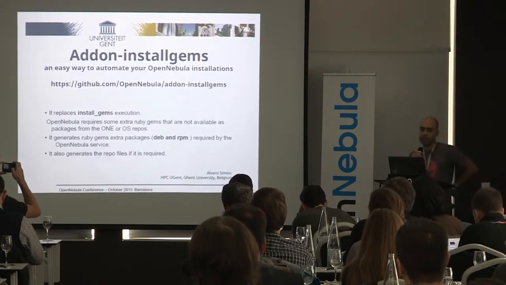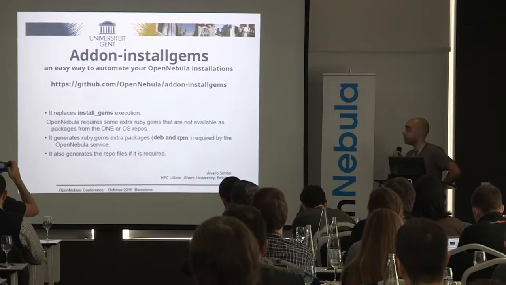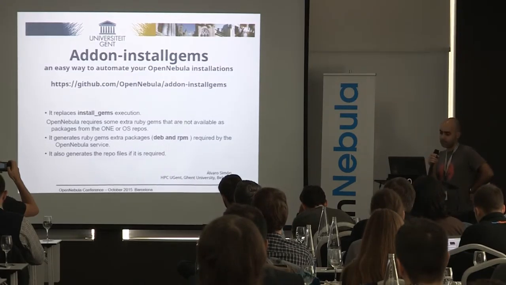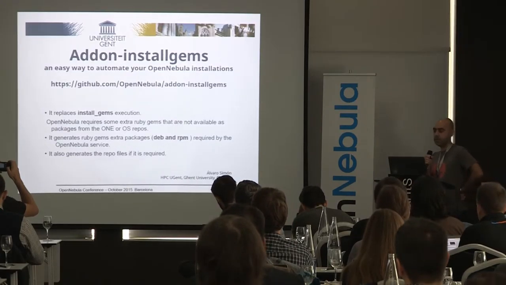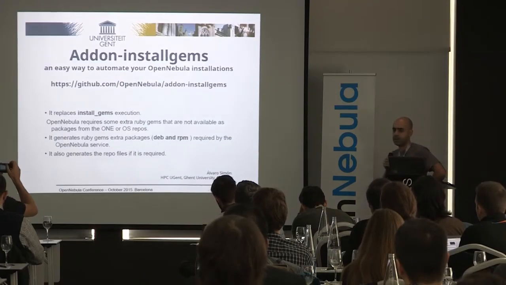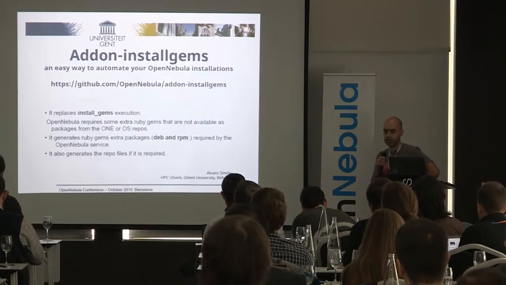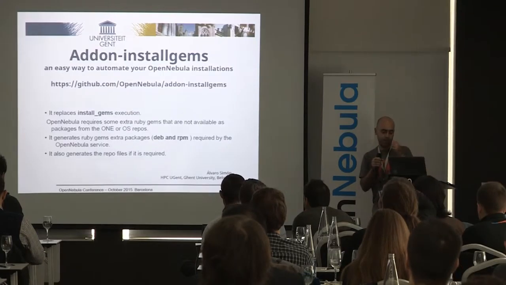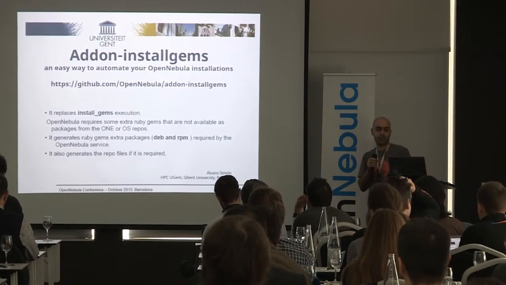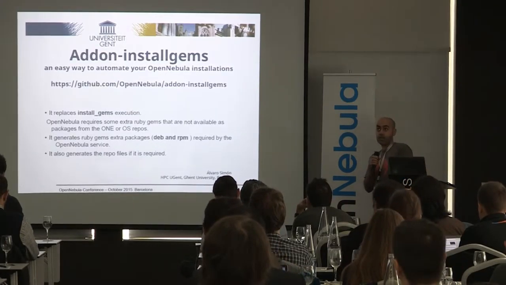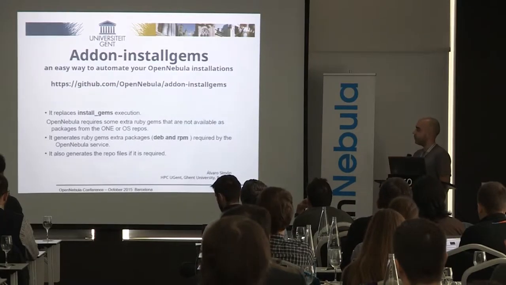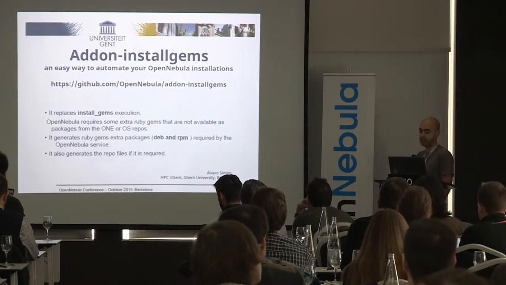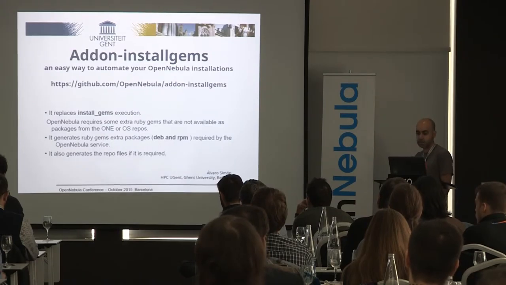Okay, I will talk about gems, Ruby gems. As you know, OpenNebula requires installing several gems to work, depending on the service that you are installing. Probably it requires more than around 40 gems to install to make the service work.